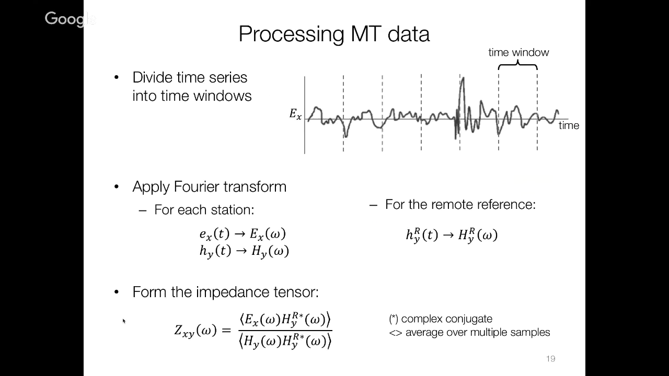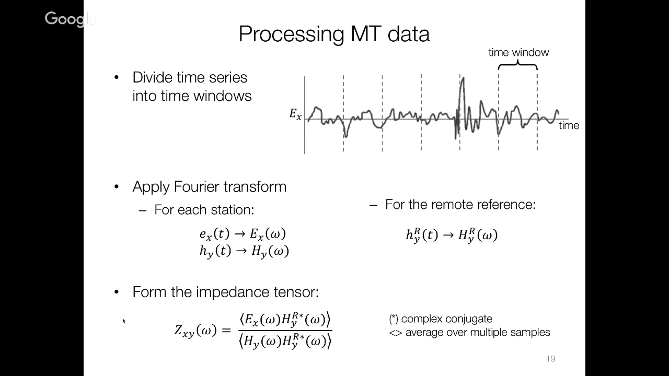So we have this long time series. This is EX, and here's HY. Now we divide this into blocks like this, and we do the Fourier transform here, so we get EX of omega, and let's call that 1. And here's HY of omega, call that 1.